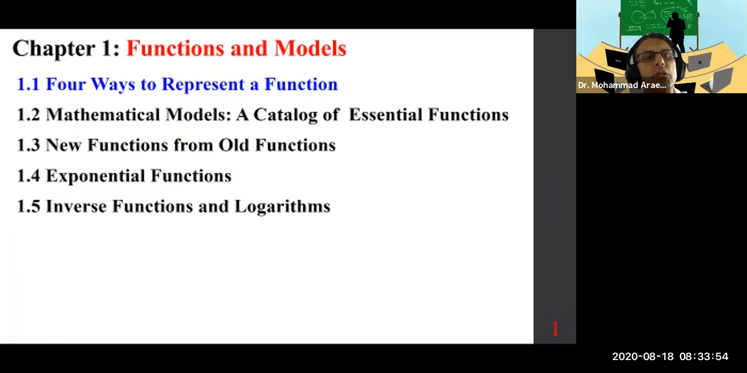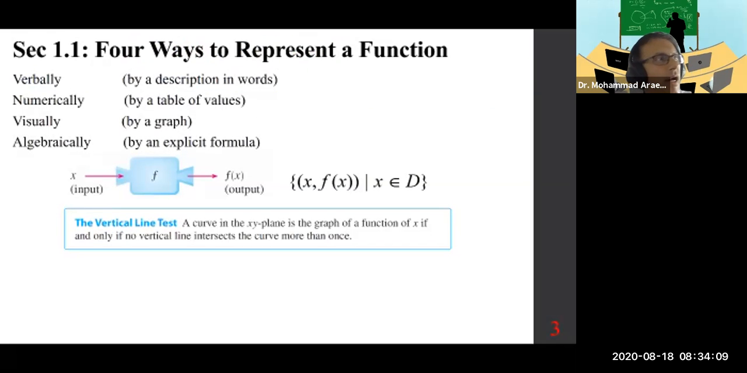In this chapter, we cover 4 ways to represent a function, mathematical models, new functions from old ones, exponential functions, and logarithmic functions. When we look at a function, there are various ways of approaching it. We can do it verbally, numerically, visually with a graph, or algebraically.